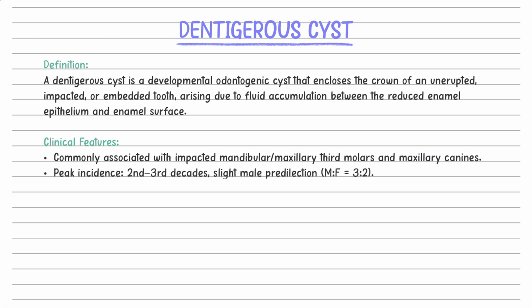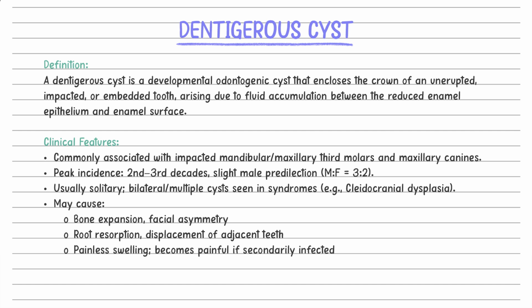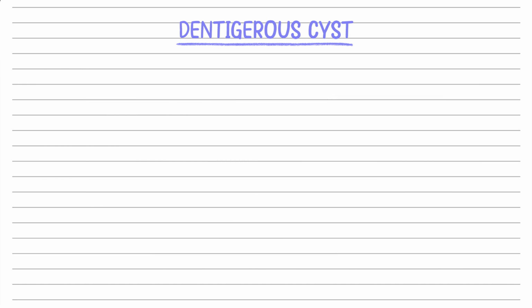Peak incidence is in the second and third decade of life, and males are slightly more affected. Usually, it's solitary, but multiple cysts can occur in syndromes like cleidocranial dysplasia. Clinically, it may cause bone expansion, facial asymmetry, and tooth displacement. It's usually painless unless secondarily infected. In rare cases, impacted teeth may be displaced to extreme positions like the mandibular border or sinus.